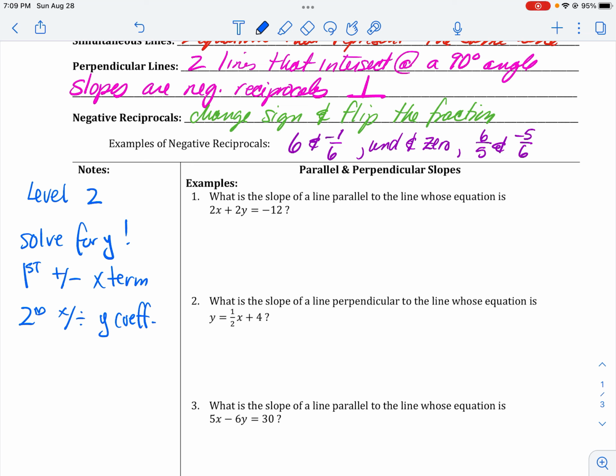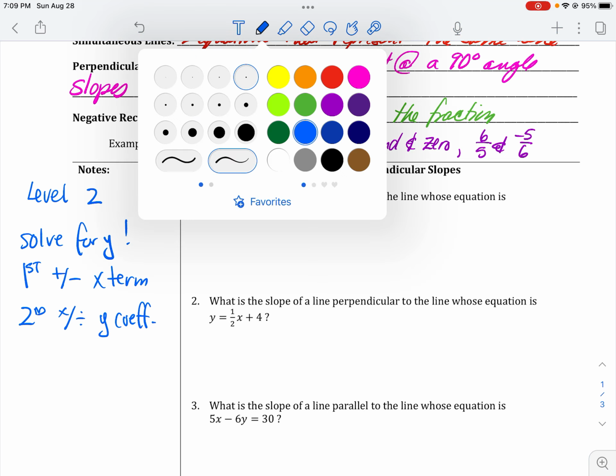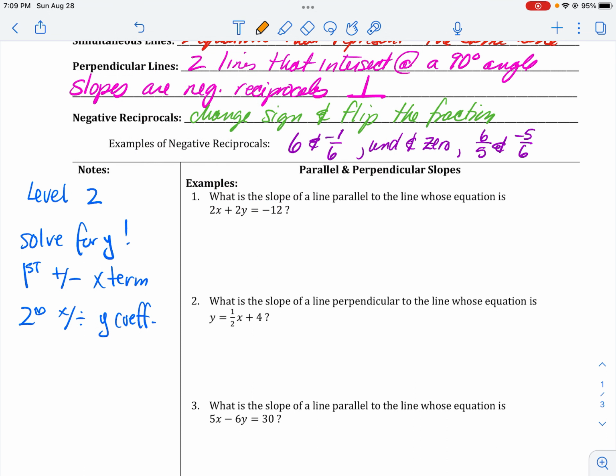So for number 1, we're given an equation in standard form. It's not solved for y, so I need to do that. So the first step, I'm going to subtract the x term. So that 2y equals negative 2x minus 12. And then we're going to divide by the y coefficient. Y is negative x minus 6.